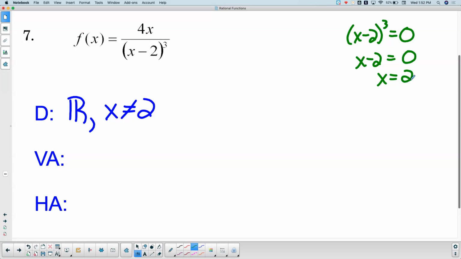Vertical asymptote. Degree of the top. 1. Degree of the bottom. Y equals 0. Okay. End behavior.